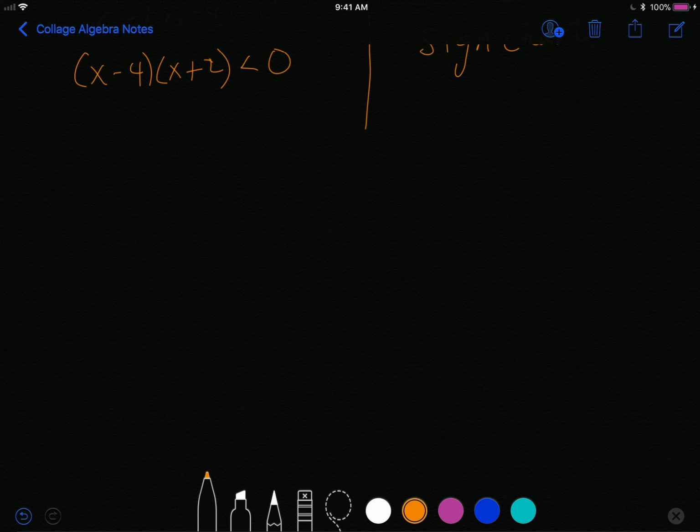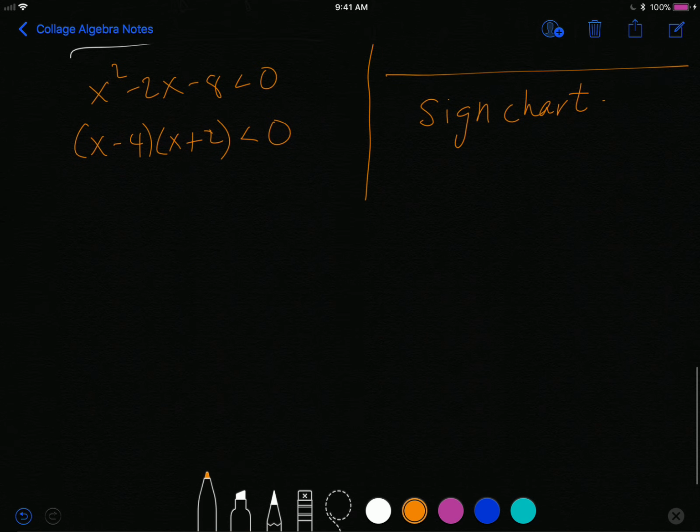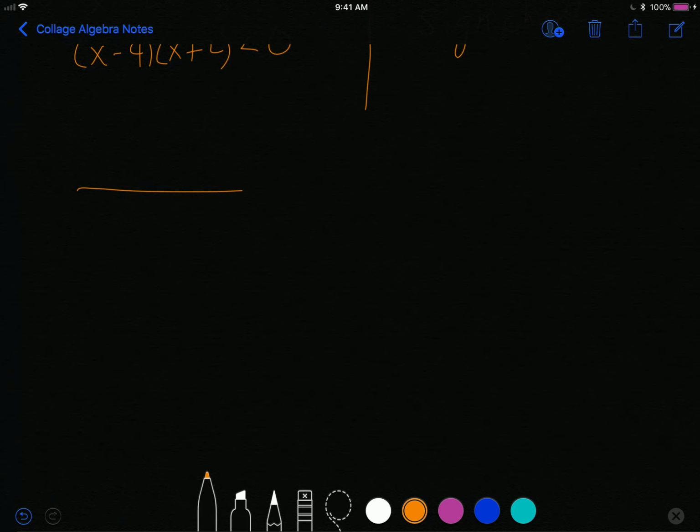So how do I create a sign chart? The first thing I have to do is draw a number line. And on this number line, I will have my 2 zeros, negative 2 and 4. And again, I know that these 2 points are points of transition, where the graph normally makes some kind of change. And so what I'm going to do is test each region so that I can figure out what that transition is.